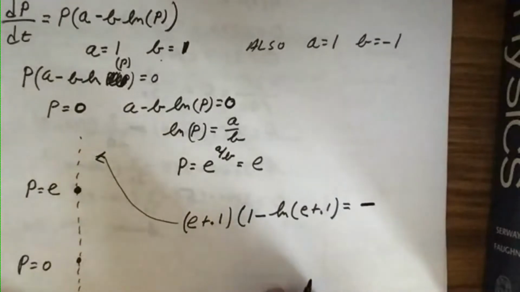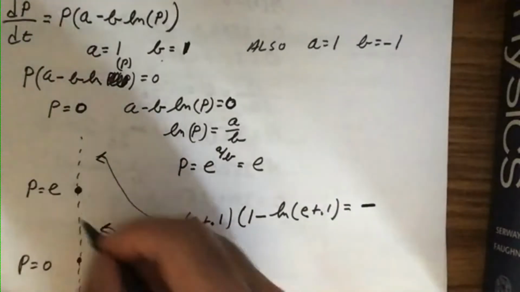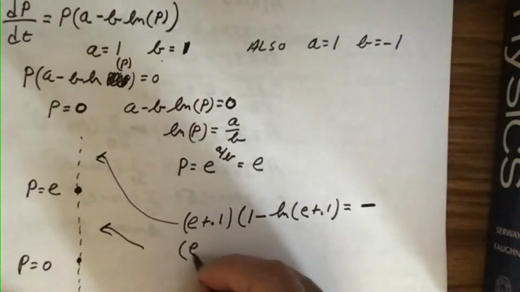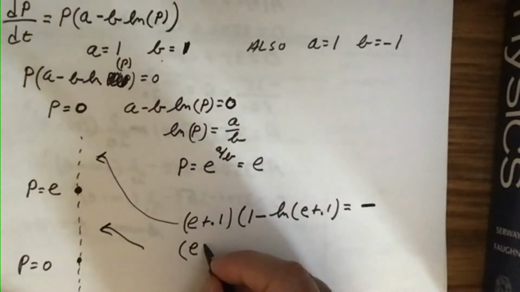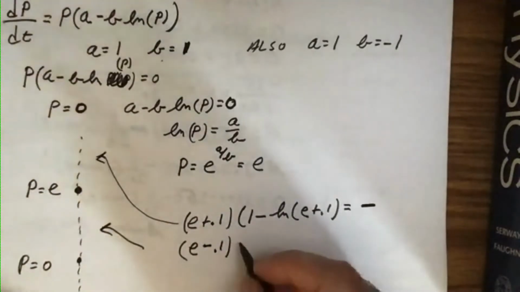Okay, now if I take a look at something here, now I want something below e. So I'm going to take e, I could do minus, I could do e minus 0.1. I could use anything.